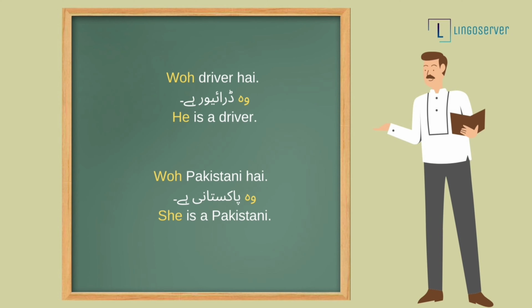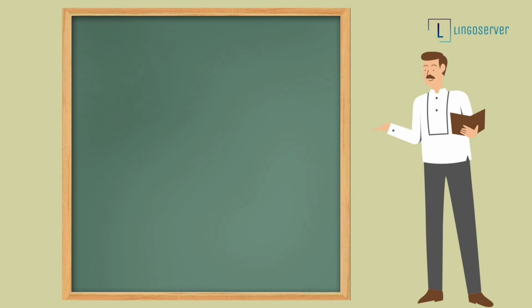Likewise, वो पाकिस्तानी है. She is Pakistani. वो, she, पाकिस्तानी है, is Pakistani. Note, we use उसने in some specific cases. We will learn about it in the next lessons.